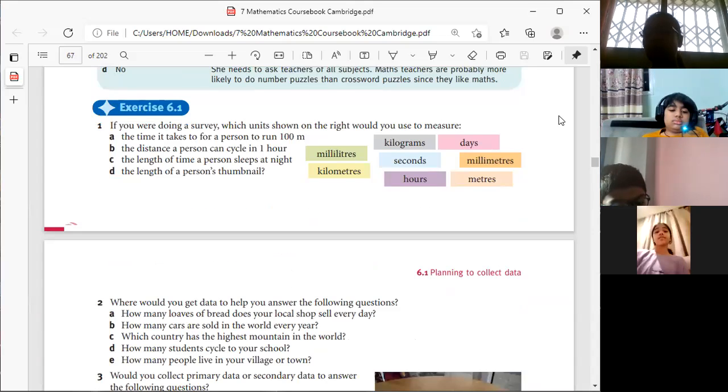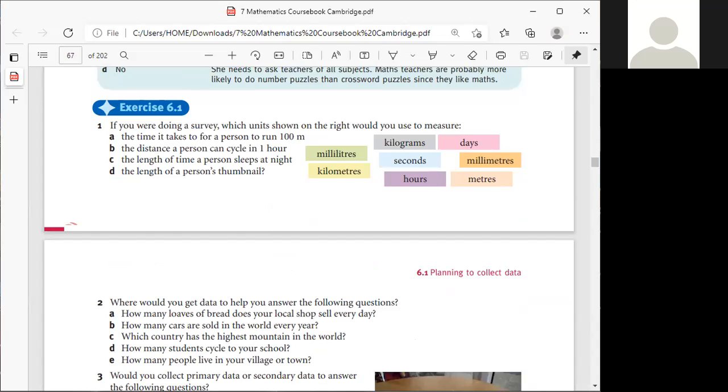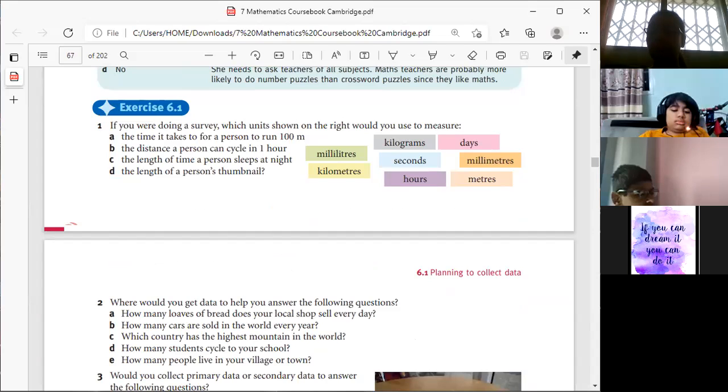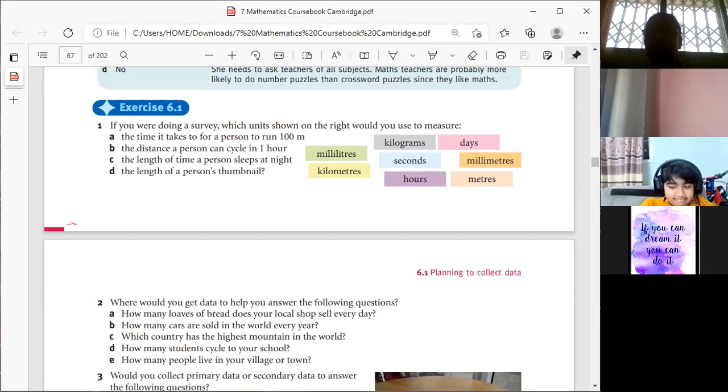Now let us do 6.1 very quickly. Write down 6.1 in your notebook. Okay, we're starting to do these sums. The first question: if you were doing a survey, which units shown on the right would you use to measure the time it takes for a person to run 100 meters? What would you take?